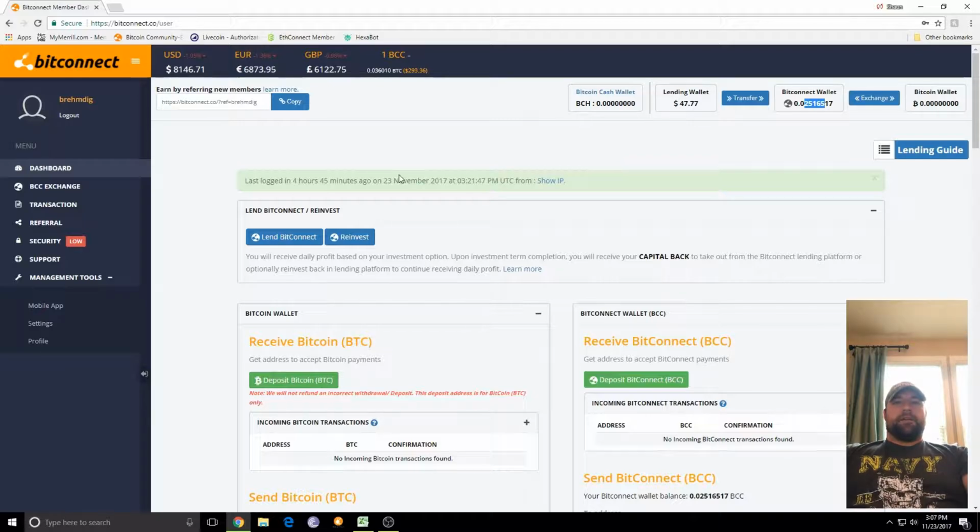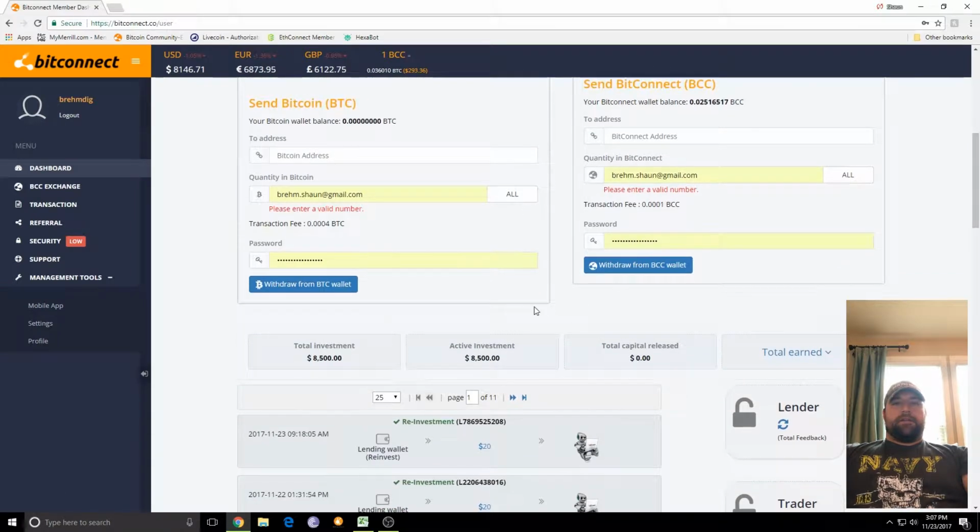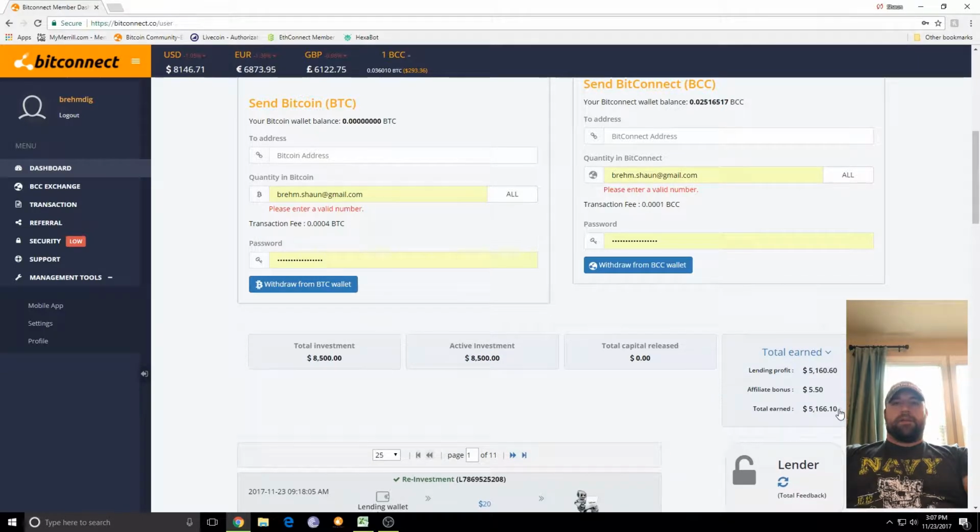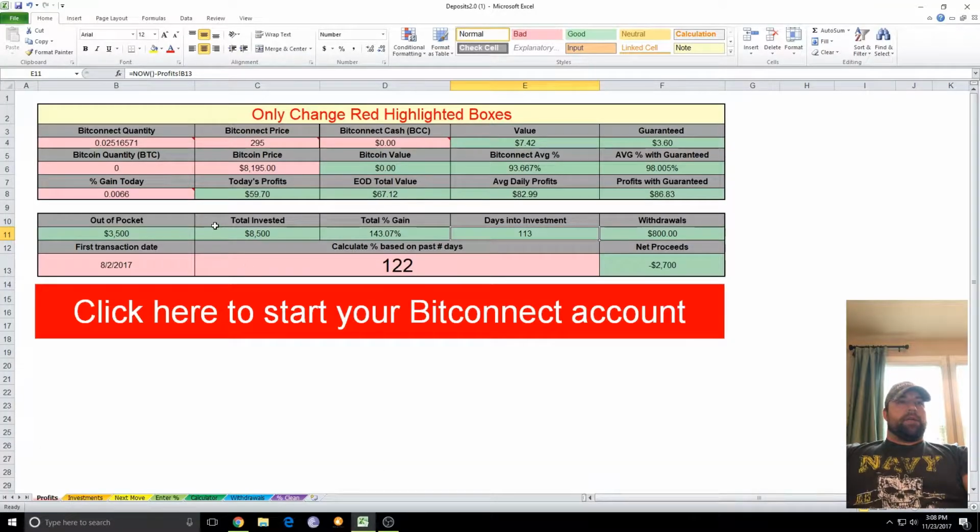Pretty standard information here. $8,500 in my account. I've earned just over $5,000. So what I did is I created this Excel spreadsheet right here. My initial investment was $3,500. I have $8,500 in now.